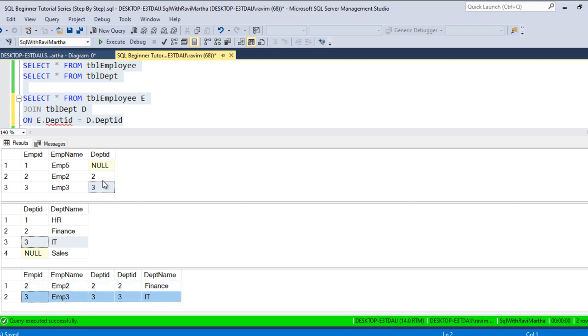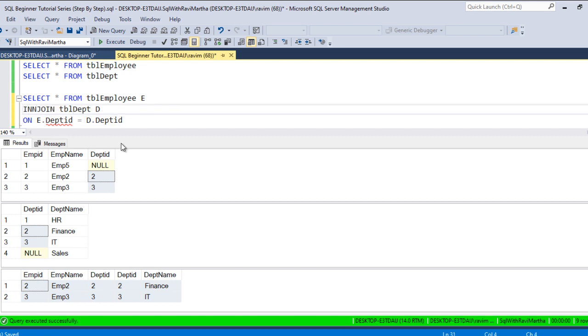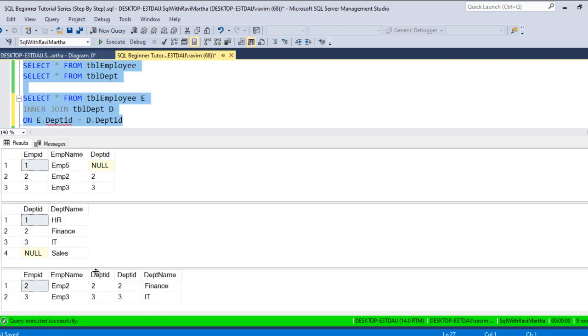So we have only two matching records on department ID between the employee table and the department table. So we got only two common records. This is how the inner join works. You can write join or inner join. The output will be one and the same, right? So it's the same output we get.